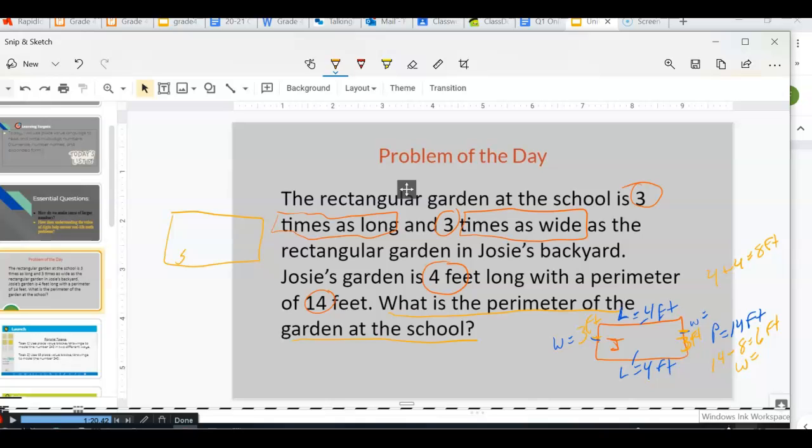So now we can more easily go over and look at the rectangular garden for the school because we've got some clues. The garden at the school is 3 times as long as Josie's garden, and we know that Josie's garden is 4 feet, so it's 3 times 4. And that's for the length right there. We also know for the width, it's 3 times as wide. So it's going to be 3 times the width of Josie's, which is 3.